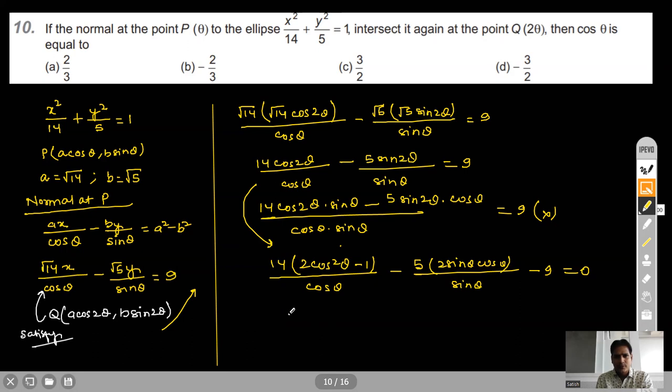So from here, this will be 28 times cos square theta minus 14. Then what? Okay, 28 cos square theta minus 14 upon cos theta. And here we have minus 10 cos theta, this sine theta we can cancel, and minus 9 equal to 0. Okay.